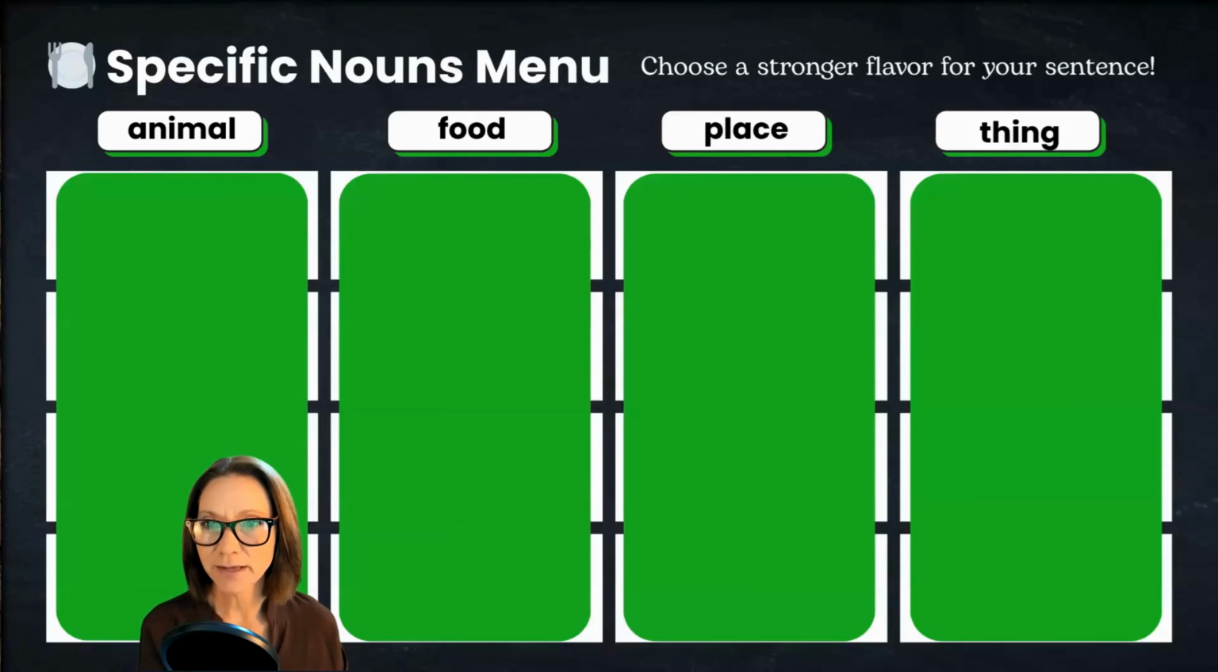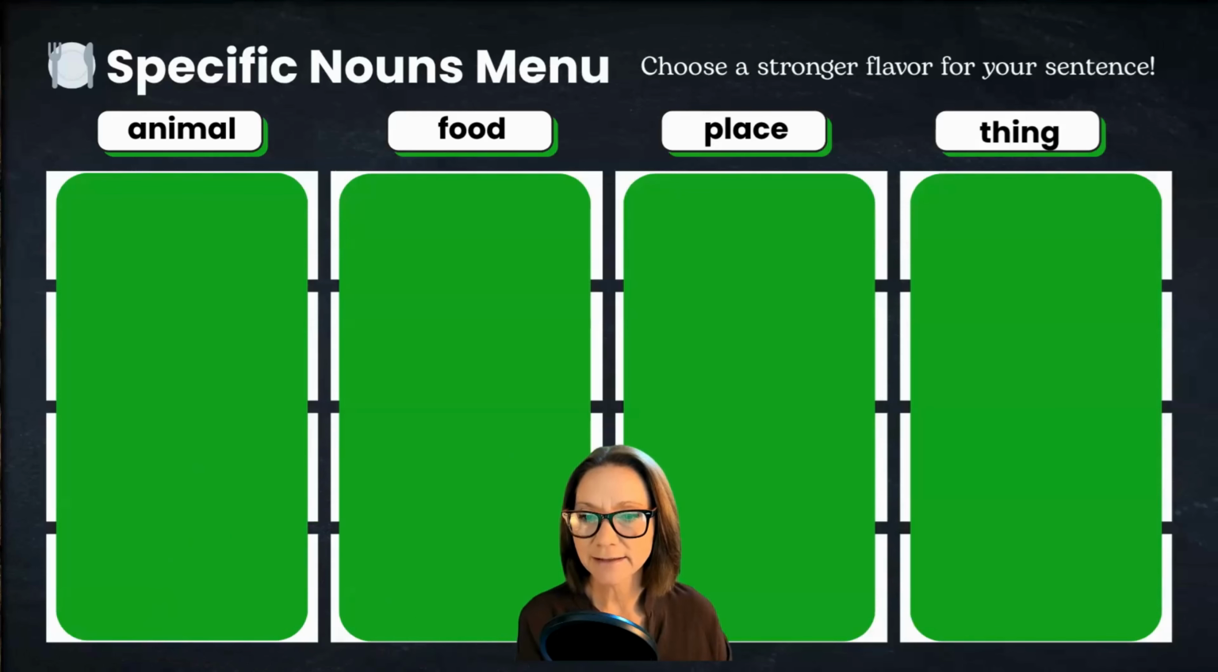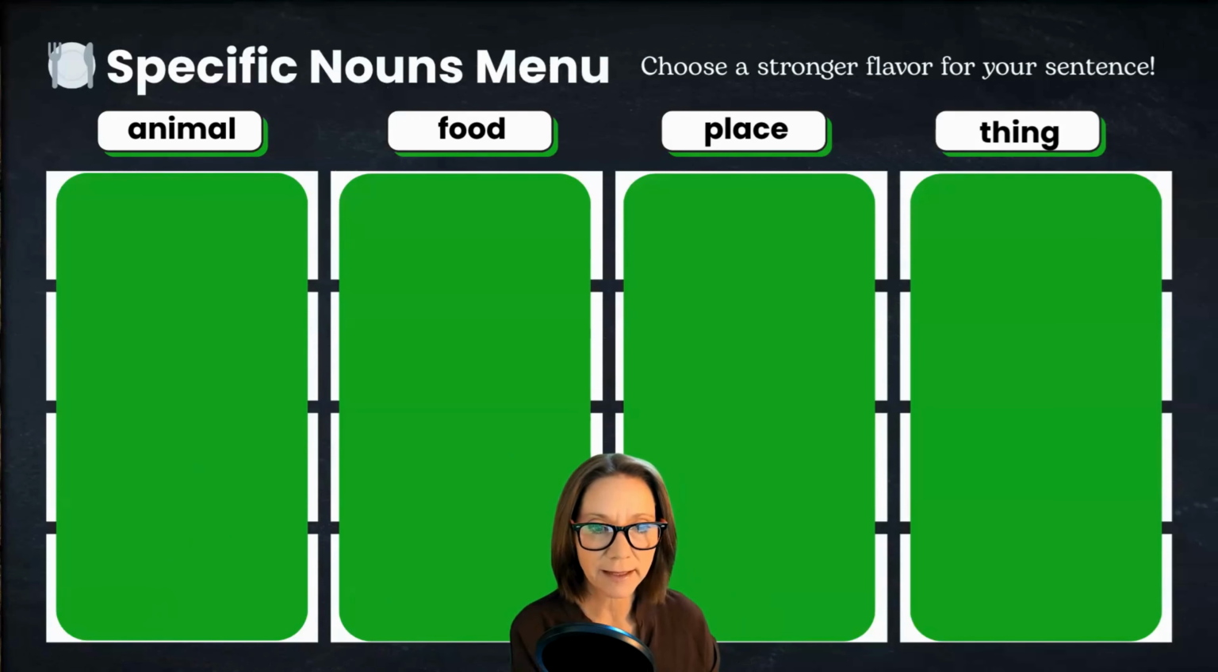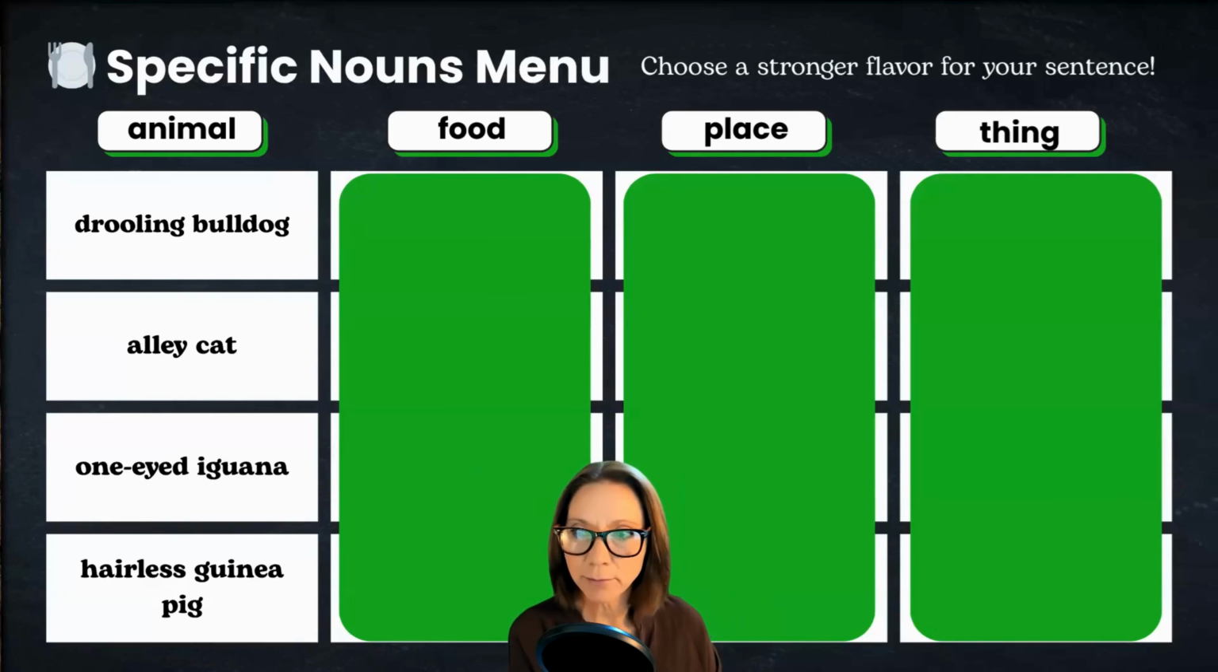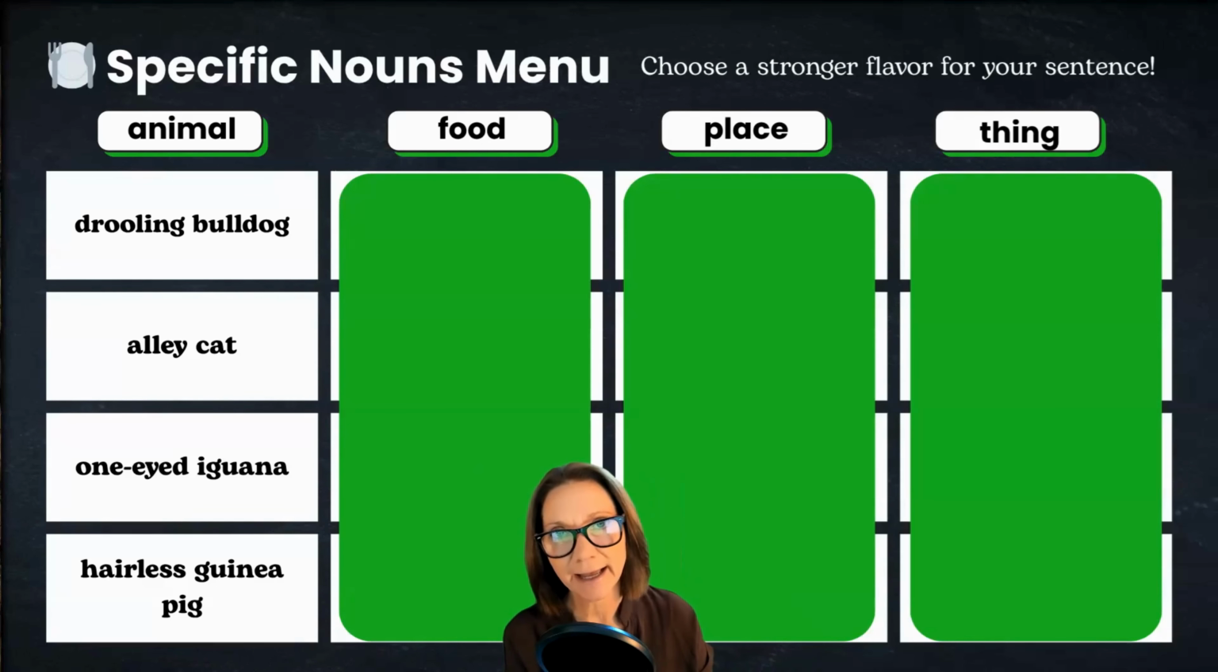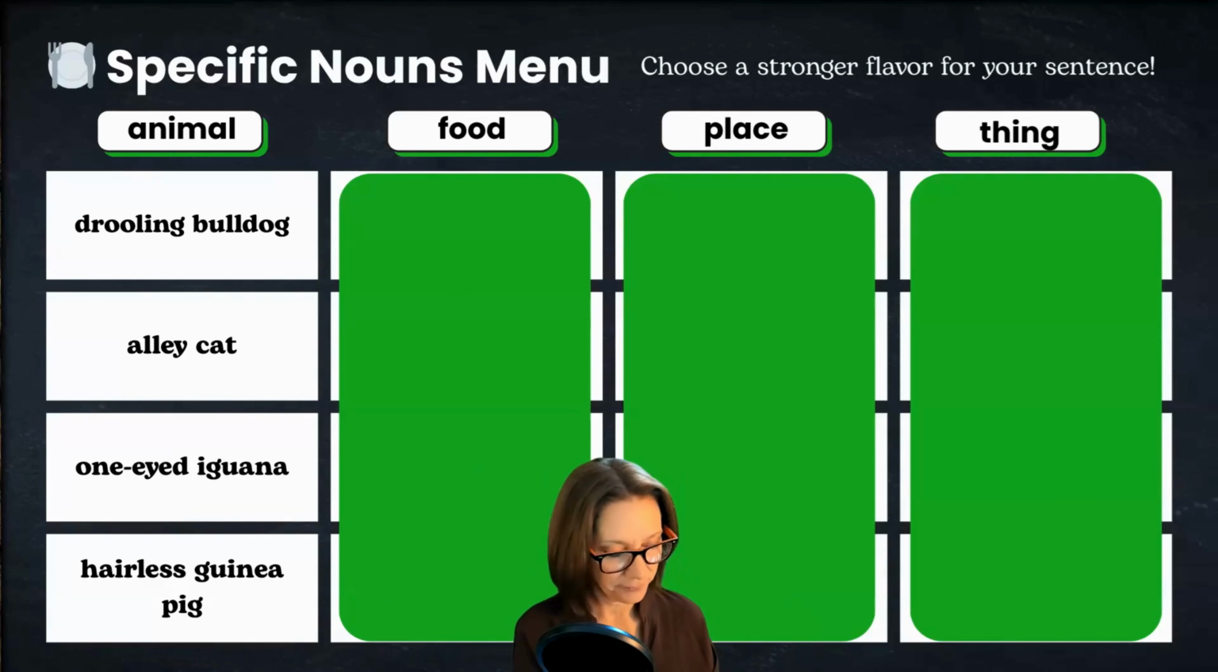All right, here's your menu. Let's look at all these different ways that you could say animal, food, place, or thing using a specific noun. So instead of an animal, you would say a drooling bulldog, an alley cat, a one-eyed iguana, a hairless guinea pig. So it's not just even a dog, a cat, a squirrel. You try to get more specific than that.